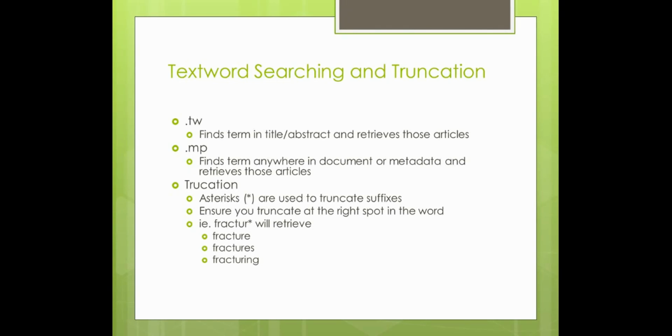Asterisks are used in a function called truncation. This allows you to search for a word with an asterisk and retrieve all the possible suffixes of that word. Take care that the asterisk is correctly placed.